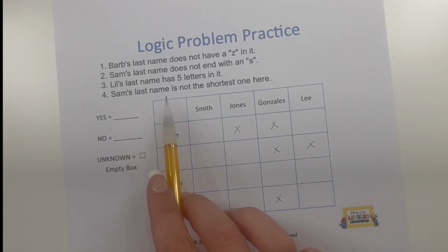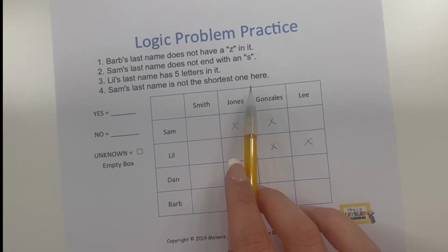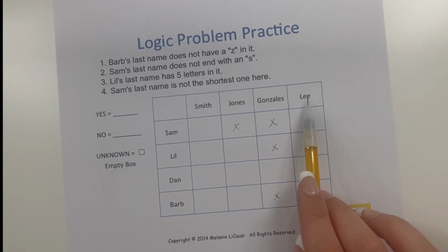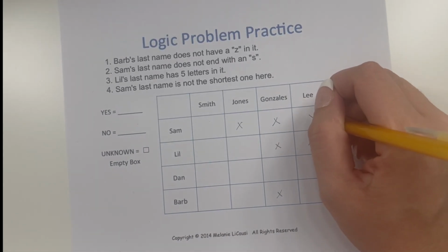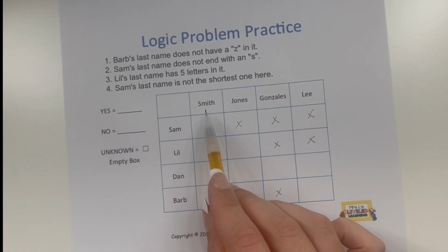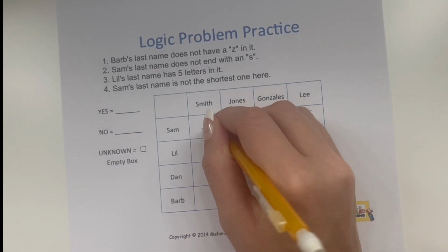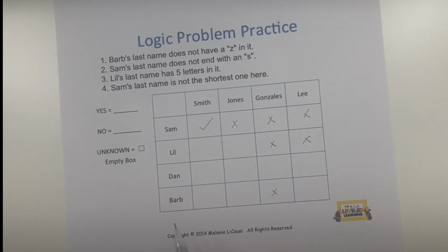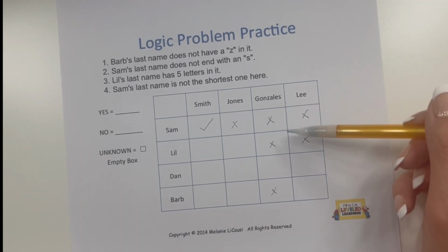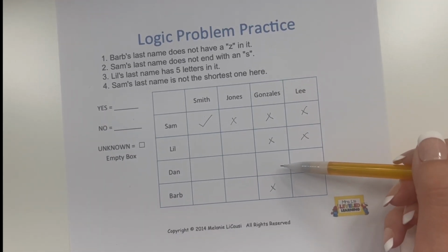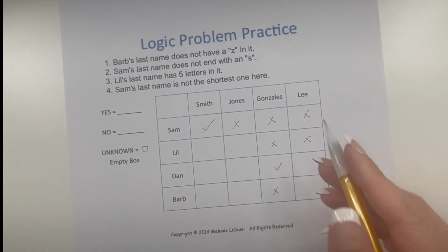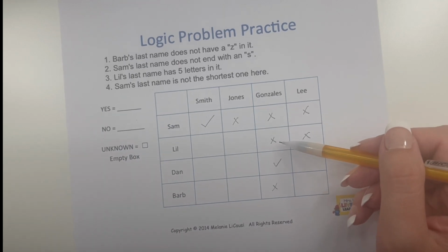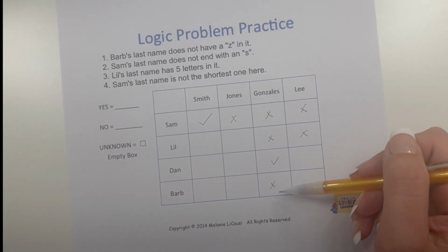Now, Sam's last name is not the shortest one here. And we just saw here that Lee is the shortest last name. So we know that it cannot be Lee, which means Sam, his last name is Smith. So I'm going to put a check mark here, or you could write a yes. Now we see here down on Gonzalez that there's only one possibility here. So Dan's last name has to be Gonzalez because it's not Sam's last name, it's not Lil's last name, and it's not Barb's last name.